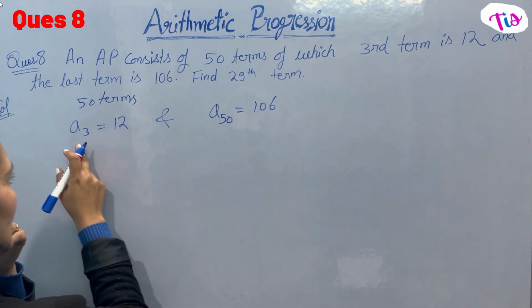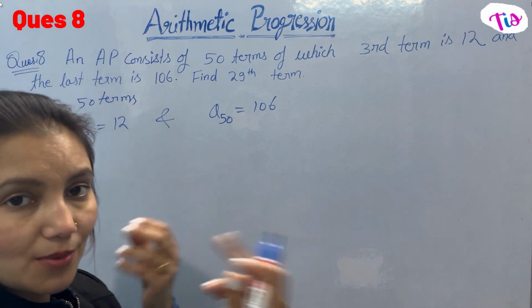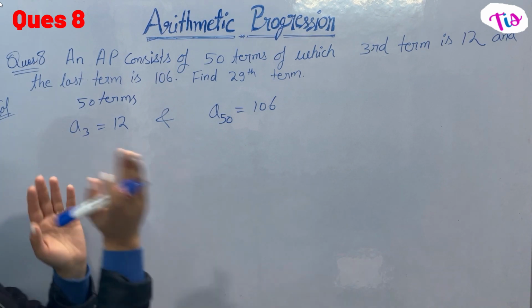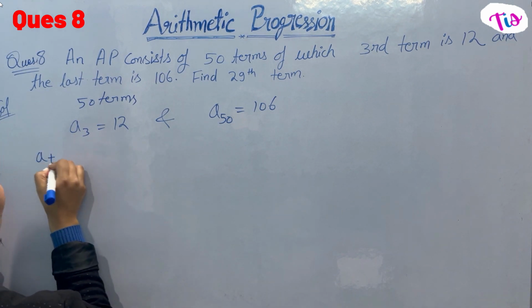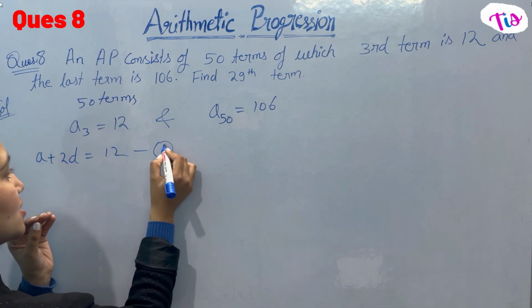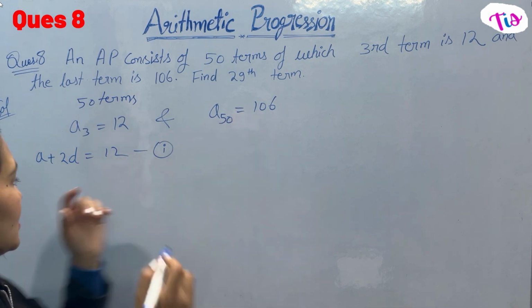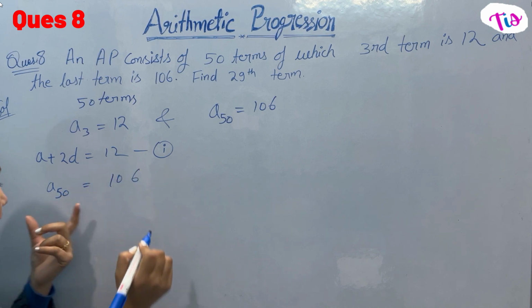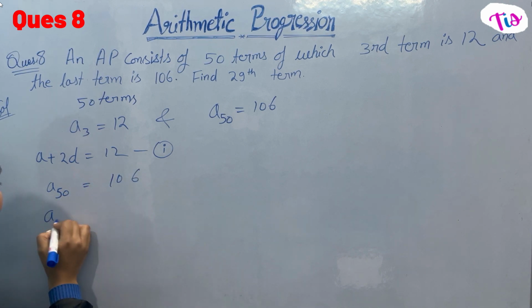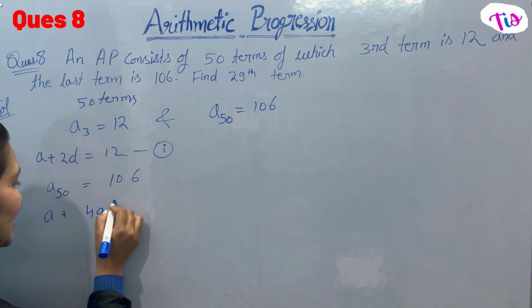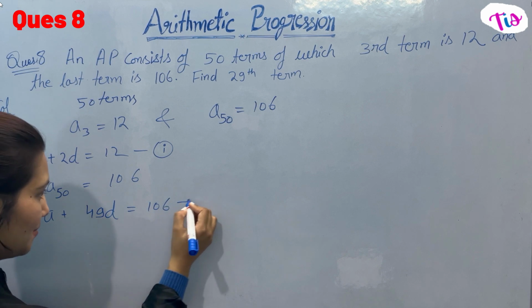We'll just solve these. A3 is 12. Again, use the formula for the general term of an AP: a plus (n minus 1) into d. According to that formula, A3 will be a plus 2d is equal to 12, right? So a plus 2d is my first equation. Now A50 is 106. A50 can be written as a plus (n minus 1)d, that is a plus 49d is equal to 106. Now I got my equation number 2.